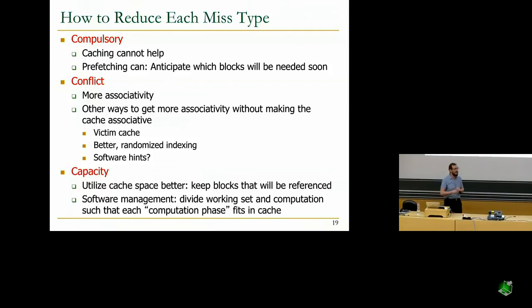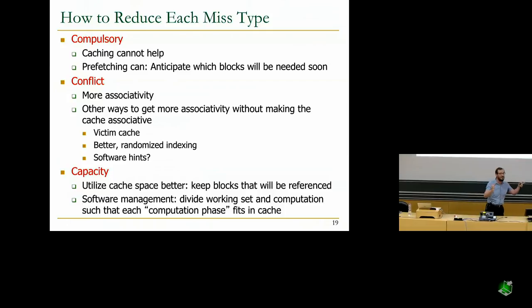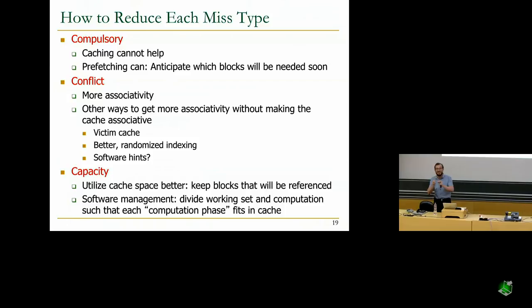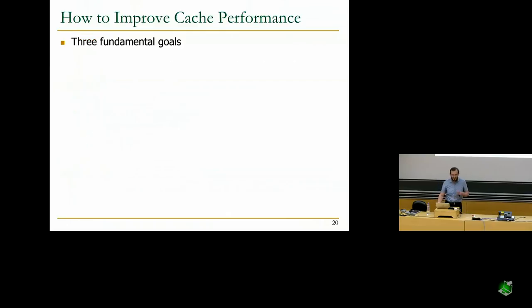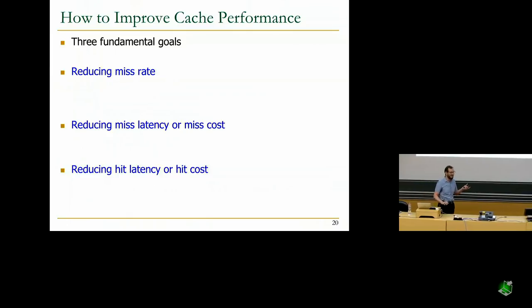Or you could actually design the software to be more intelligent. In this case, you can divide the working set somehow such that you don't touch the entire 128 kilobytes or entire 1 megabyte. You touch only 64 kilobyte chunks at a time, assuming your cache size is 64 kilobytes. Basically, you restructure how you do your accesses to memory in software. And this is heavily done in modern systems. It's called blocking or tiling, which we will also talk about in a little bit. Okay. So there are three fundamental goals in improving cache performance. You want to reduce the miss rate as much as possible.